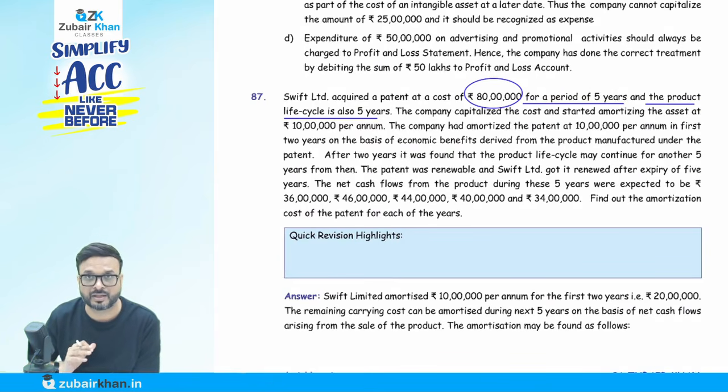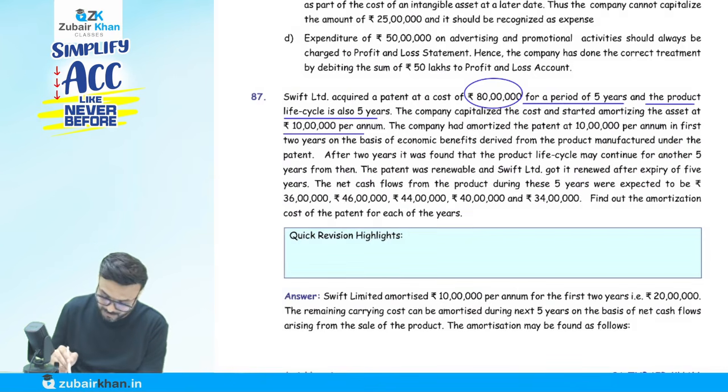Life cycle is also 5 years. Now they say the company capitalized the cost and started the amortization of the asset at rupees 10 lakh per annum. The company had amortized the patent at 10 lakh per annum for its first 2 years on the basis of economic benefit derived from the product under the patent.